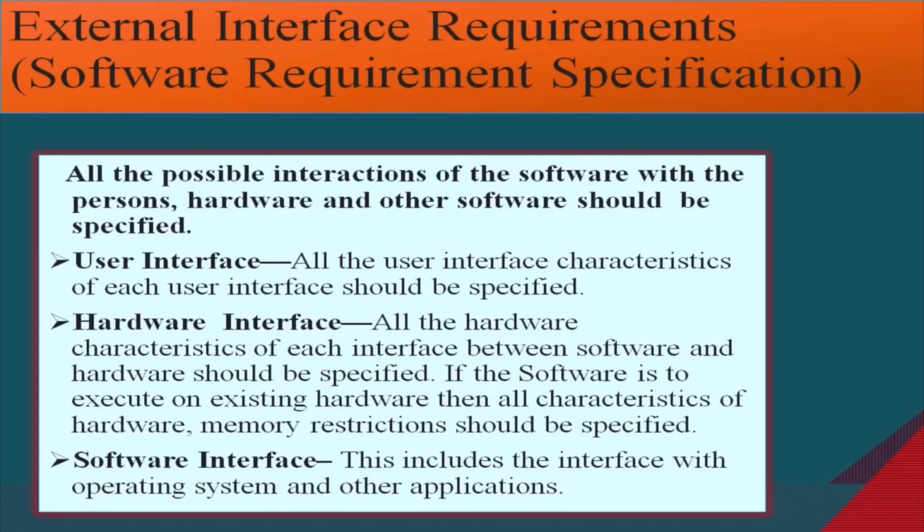Hardware interface: all the hardware characteristics of each interface between software and hardware should be specified. If the software is to execute on existing hardware, then all the characteristics of hardware and memory restrictions should be specified in SRS. Software interface: this includes the interface with operating system and other applications.